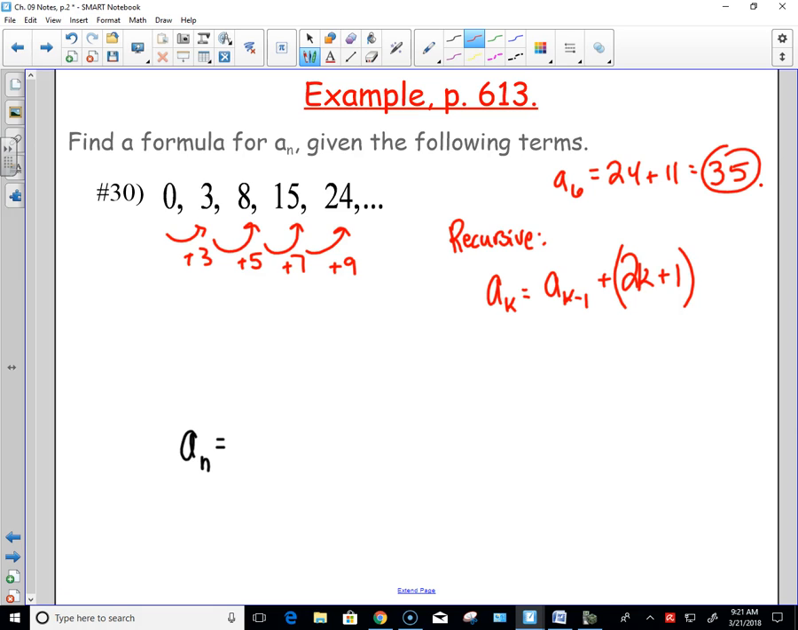2 times 2 is 4. 4 minus 1 is 3. But since I needed to start at 3, 2 times 1 is 2 plus 1 is 3. 2 times 2 is 4. 4 plus 1 is 5. 2 times 3 is 6. 6 plus 1 is 7. Okay. That would be the recursive formula.